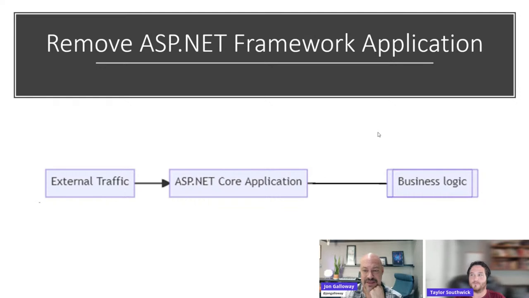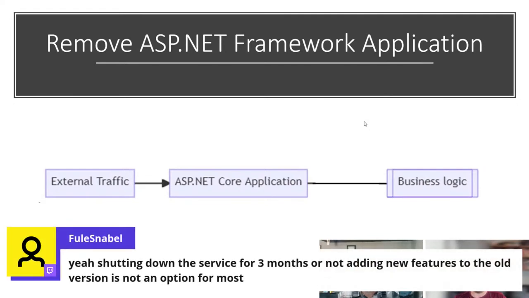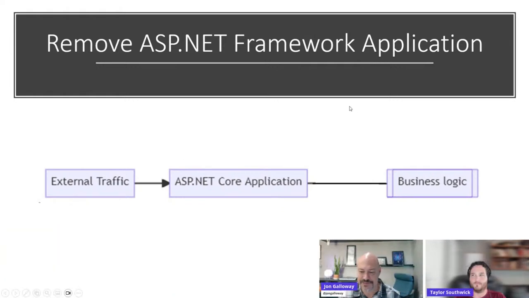I think sometimes when I talk to people, they'll say, we've got this big thing. Sometime we're going to have to migrate it, but it's going to be a big deal and we can't do it right now. We can't shut down for 3 months or whatever, right? But what's great about this pattern is that you can get started. You can just start creating the new API in core, start creating the new stuff in the new app, and kind of over time migrate.